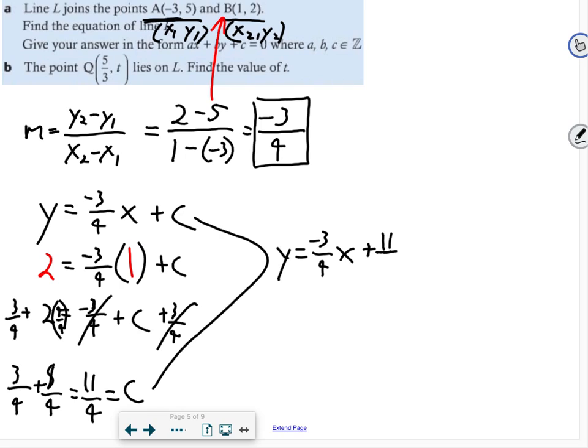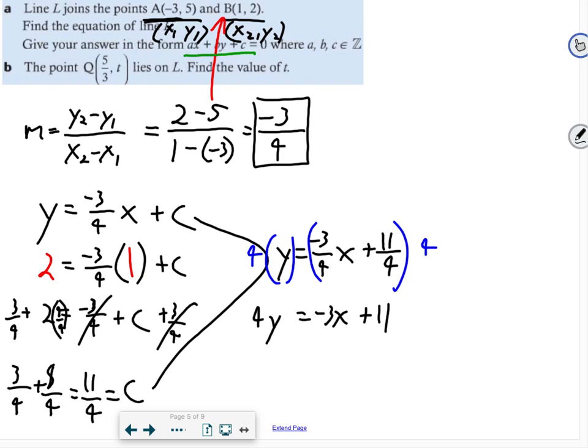plus 11/4. So now this is slope-intercept form, but I want to make sure I put it into my general form, which means my x's and y's are on one side and they're all integers. So first thing I'm going to do is get them to all be integers, or all my coefficients to be integers. So I'm dividing by 4, so what I'm going to do is multiply both sides by 4. So what I'm going to get then is 4y is equal to negative 3x plus 11. So I got rid of my fractions.